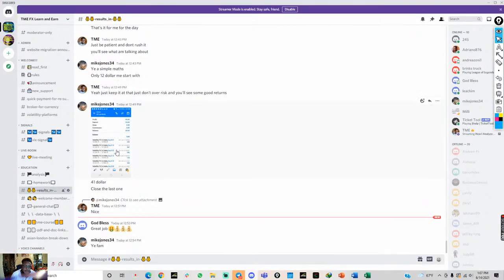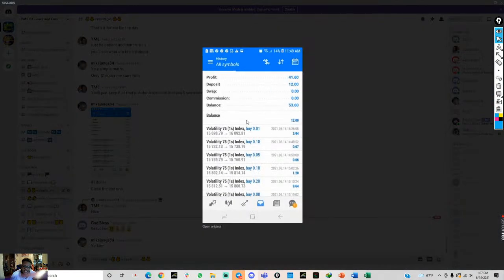And a member in the premium community did exactly that. As you can see here, the deposit is $12 and he was able to make $41 on the signals that were actually sent in the group, guys. So you don't need a lot of money to trade the market.